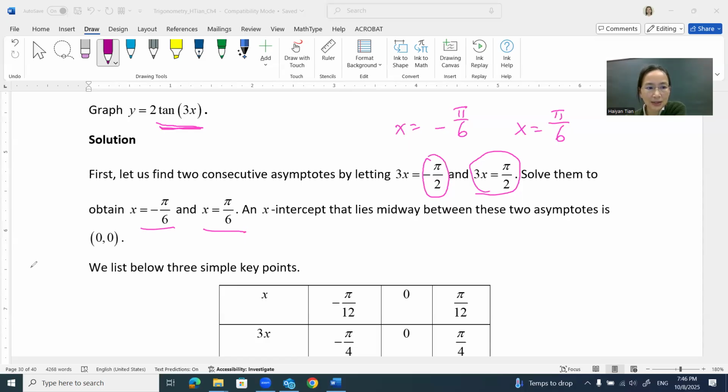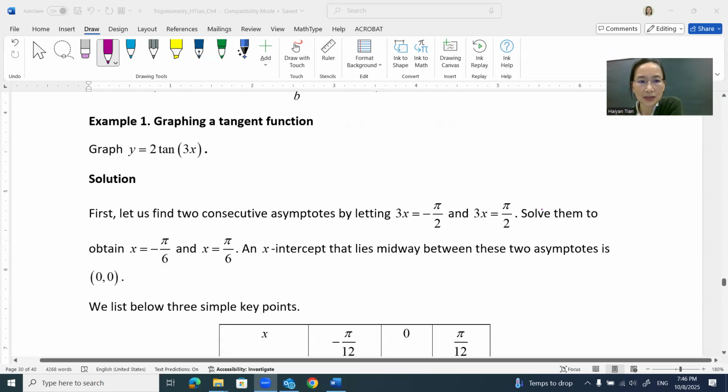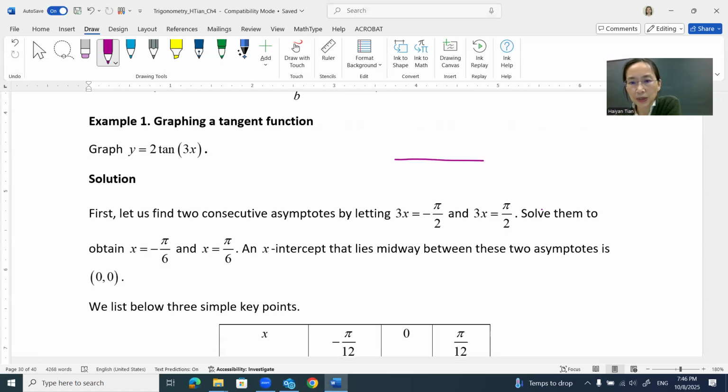So let's see. We also need some special points. First of all, we know our picture. Here is negative pi over 6 where the function is undefined. At positive pi over 6, the function is undefined. So those are the vertical asymptotes.